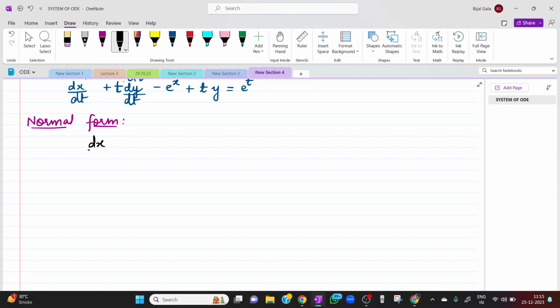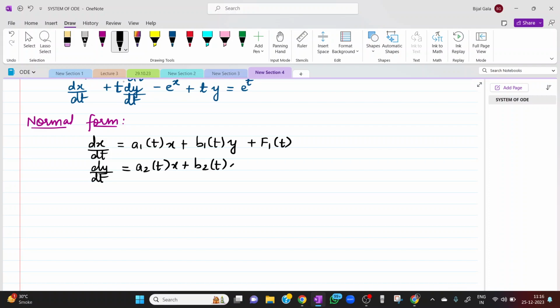We convert the equations into dx by dt. If we are working only in two variables, say x and y, I convert it into dx by dt equal to a1(t)x plus b1(t)y plus f1(t), and dy by dt is equal to a2(t)x plus b2(t)y plus f2(t).